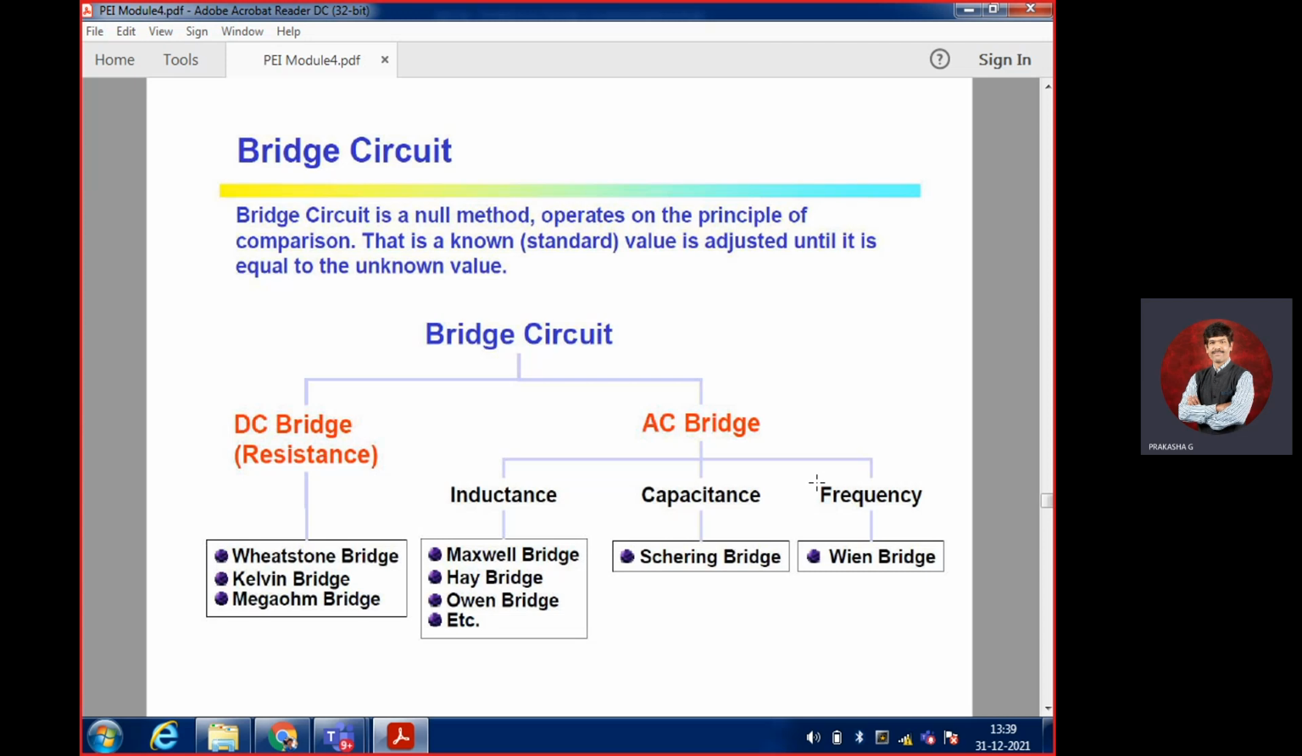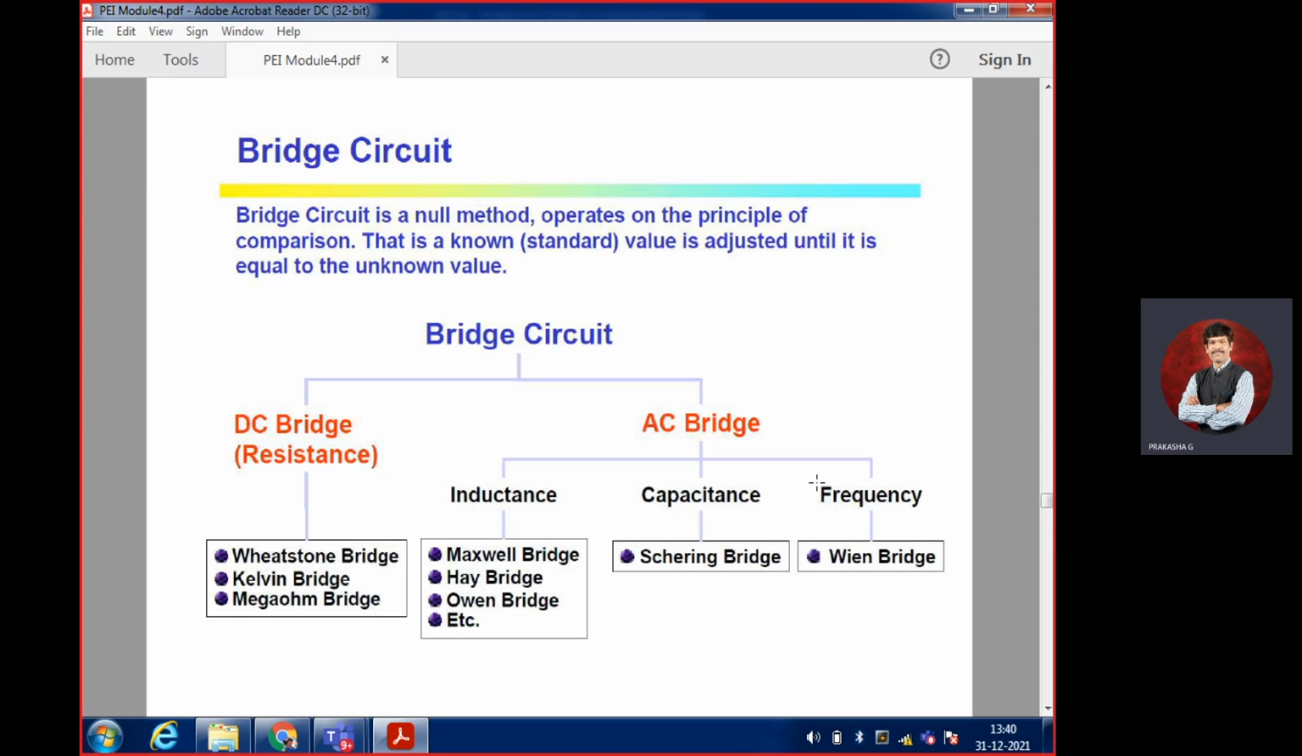So we have one set of circuits called bridges. Bridges are basically known for measuring the values of circuit elements. As you know, in an expression with x, y, z, if you know x and y, you are able to find out the z value.